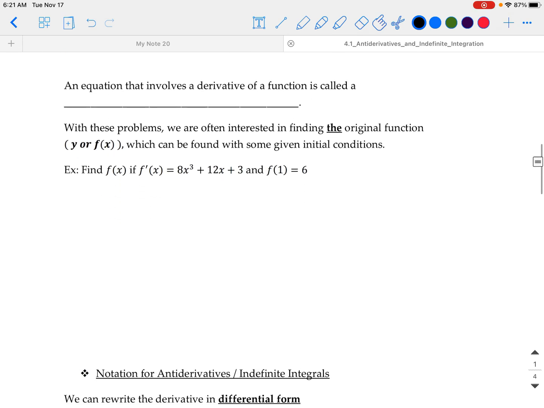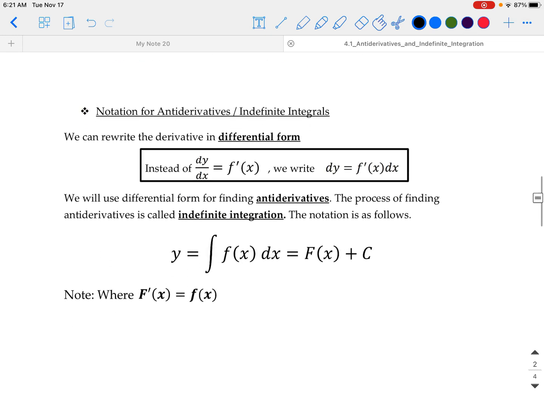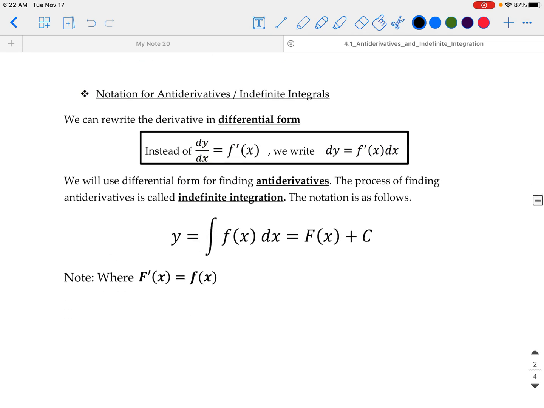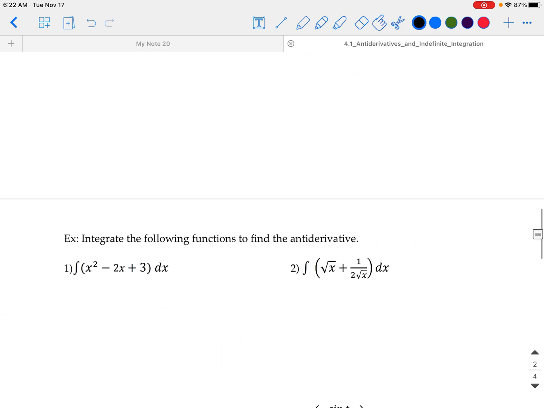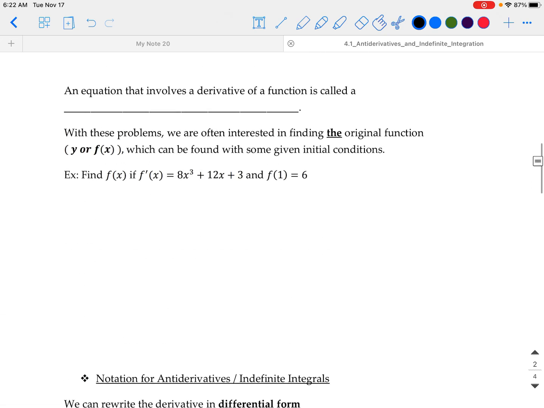So if we move on here, we've got a couple more examples. We've got a differential equation that we're going to discuss. The differential form is here, which is just more of an explanation of where this new notation is coming from. And then we've got more examples. So let's go ahead and look at the differential equation. When we're looking at an equation given where we know the derivative, that equation is simply called a differential equation.